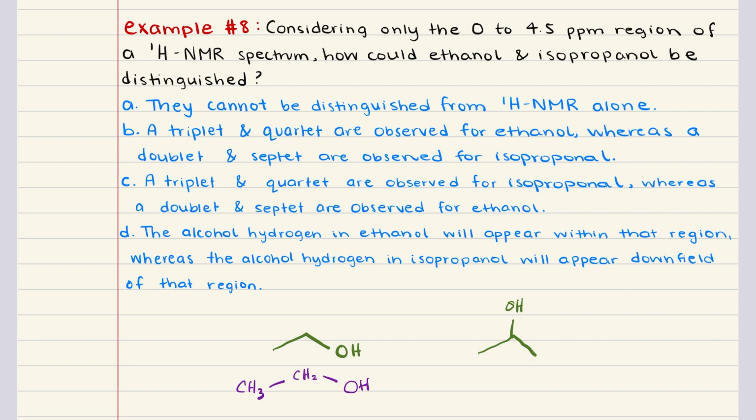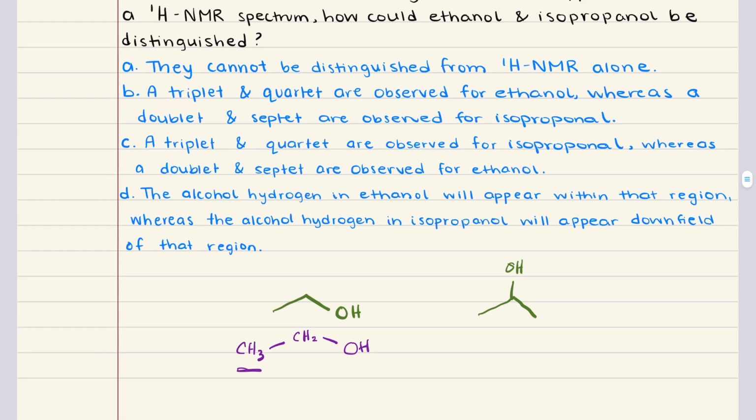Now, let's start by looking at our methyl group. In terms of splitting, the methyl group has 3 protons that are adjacent to the CH2 group, which contains 2 protons. So according to the N+1 rule, that methyl group will appear as N+1, which is equal to 2 plus 1, which is equal to 3. It will appear as 3 peaks, or a triplet, because of those 2 neighbors.